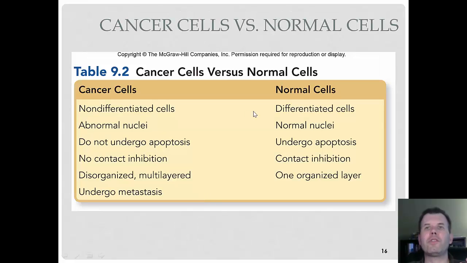All right, and so you can look at the differences, and again, just comparing normal cells versus cancer cells. Normal cells just look normal. They have differentiation. They're normal. They undergo apoptosis. They avoid this, or they have contact inhibition. And all that means is when the cells are next to each other, they play nice. They don't start growing and pushing other cells out of the way. They just grow normally and happy, and if the cells are nice together, they don't grow out of control.